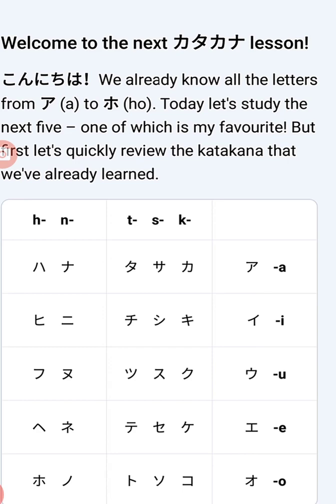Then na, ni, nu. It looks like a number 7. I keep going to 7 and T for guidelines because the characters are very similar. You see that many of them look like 7s or a small letter T. In this case, nu looks like a number 7 with a diagonal line going across it. 7, nu, 7, nu.